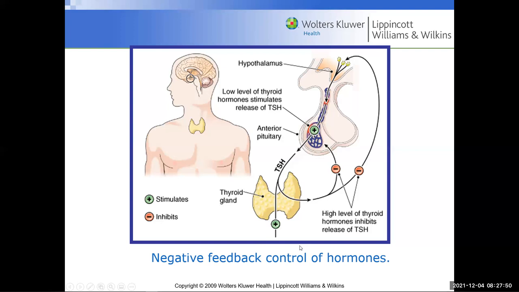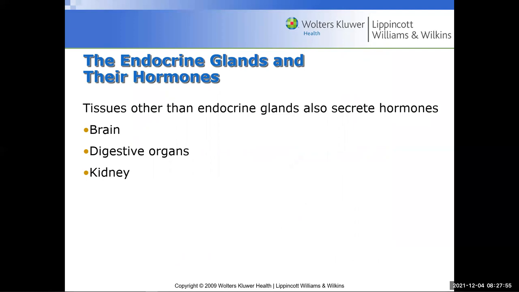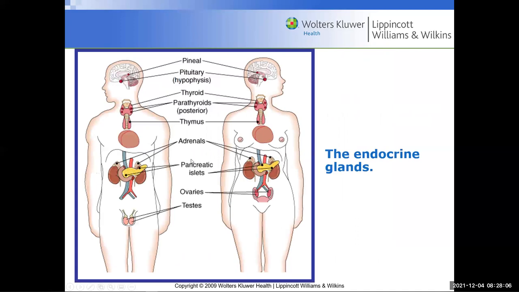So that is one example. Now let's have a look at the endocrine glands themselves. So where are they located throughout your body? And you'll be well placed with this diagram to take note of the different endocrine hormones throughout the body.